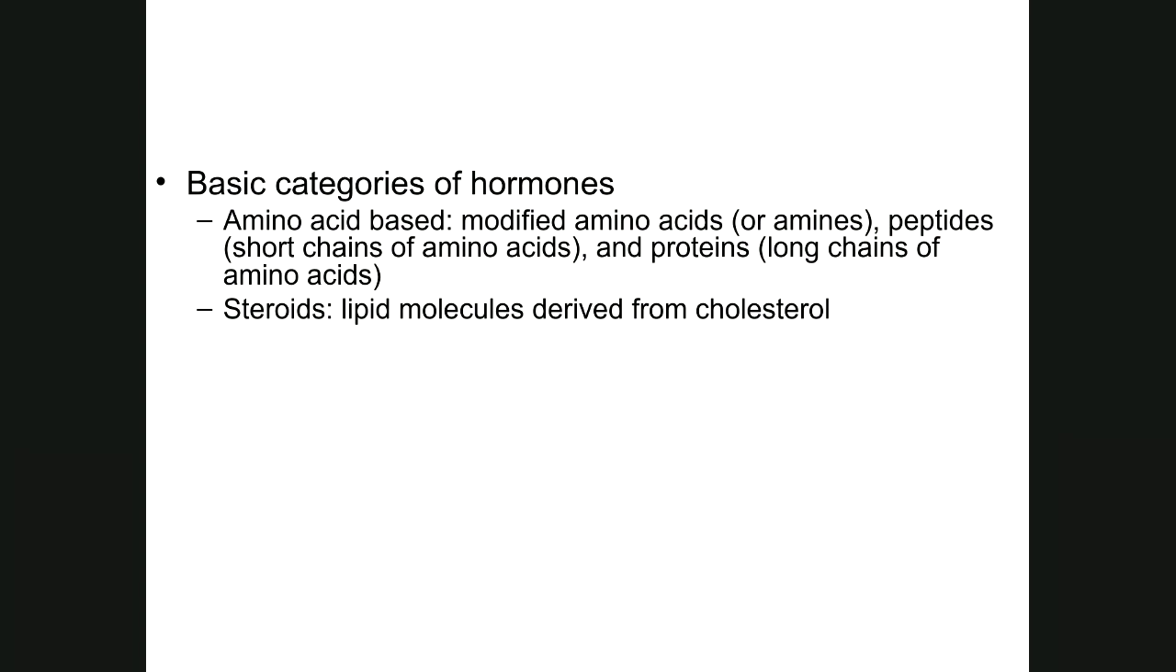The basic category of hormones can be either amino acid based. Amino acids are the monomers that make a polymer, which is the protein or peptide or polypeptide. They can be either a single amino acid or a protein, a long chain of amino acids, all right? They can also be steroids, like lipid molecules derived from cholesterol.